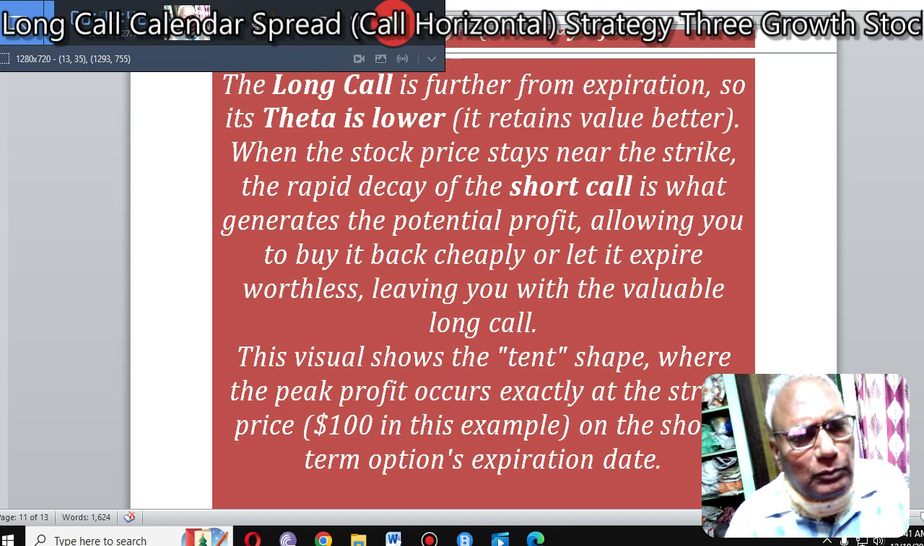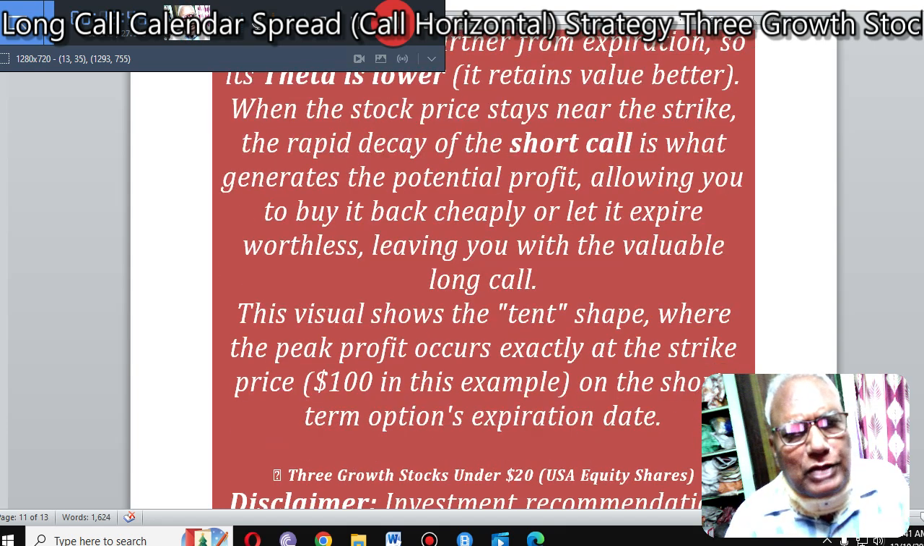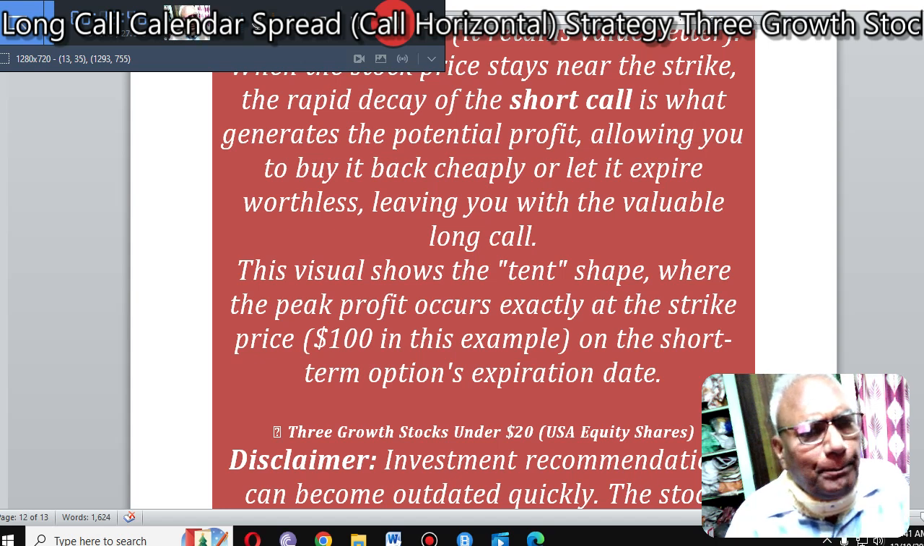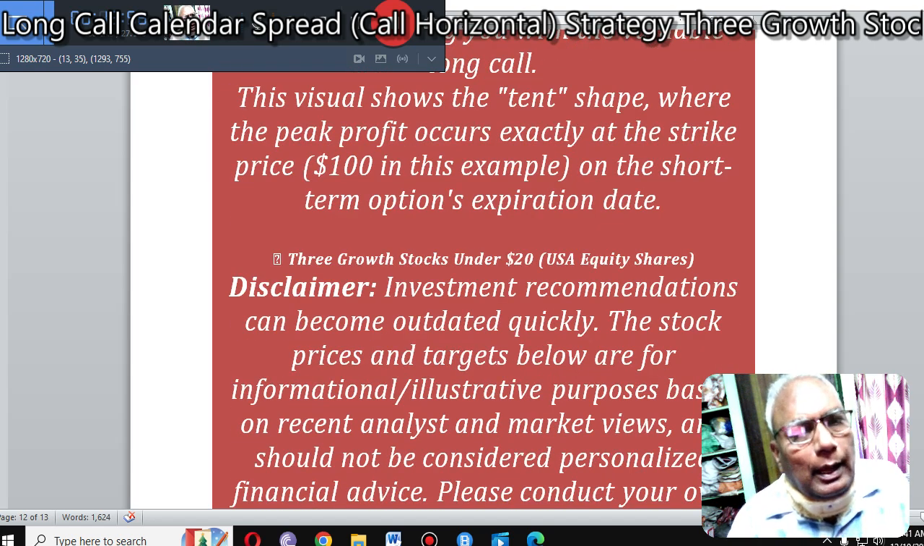This visual shows the tent shape where the peak profit occurs exactly at the strike price, $100 in this example, on the short term options expiration date. And another, equity shares, 3 growth stocks under $20 in USA equity shares.